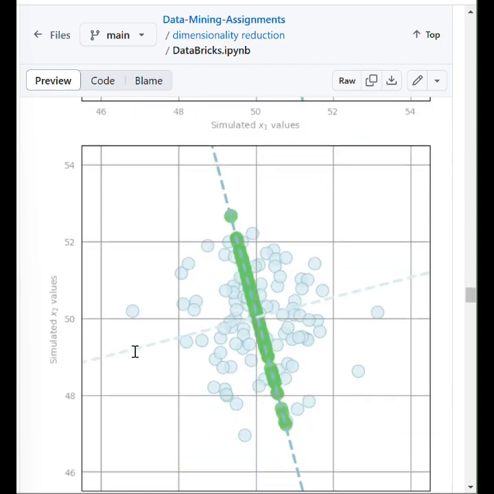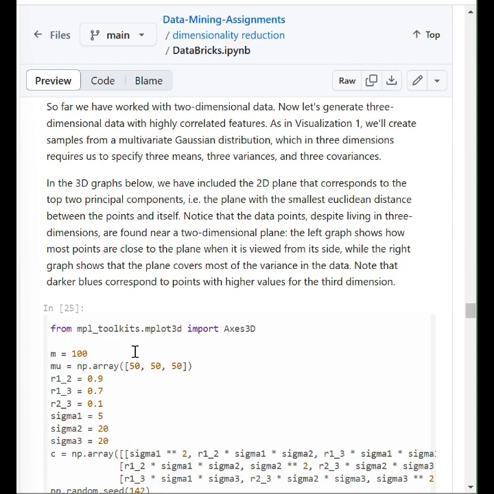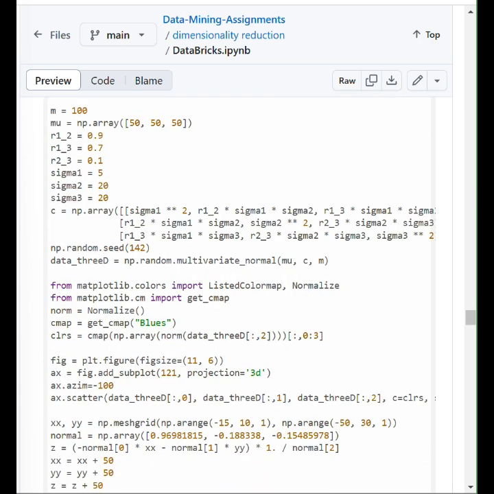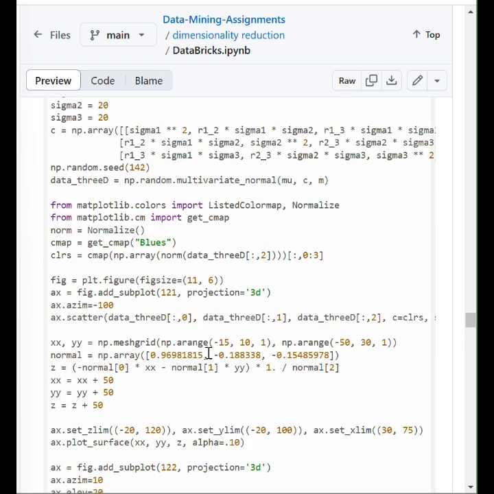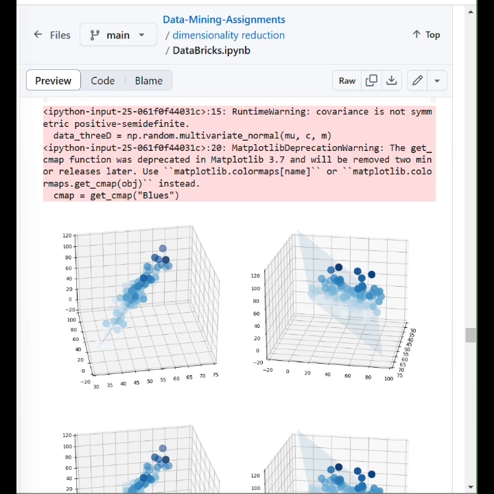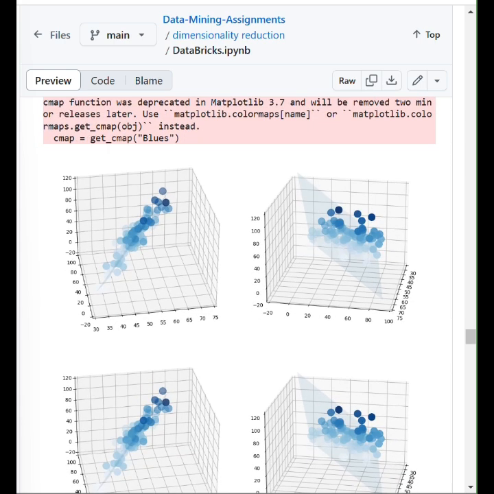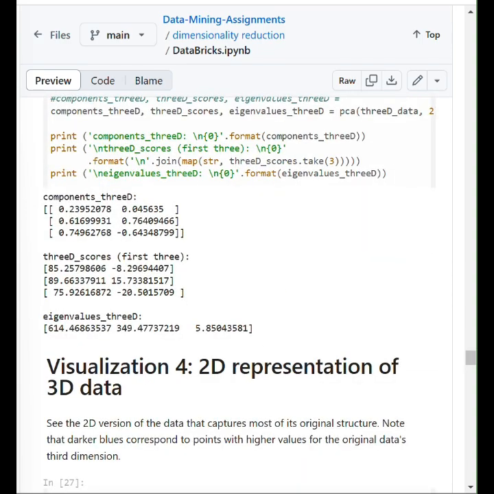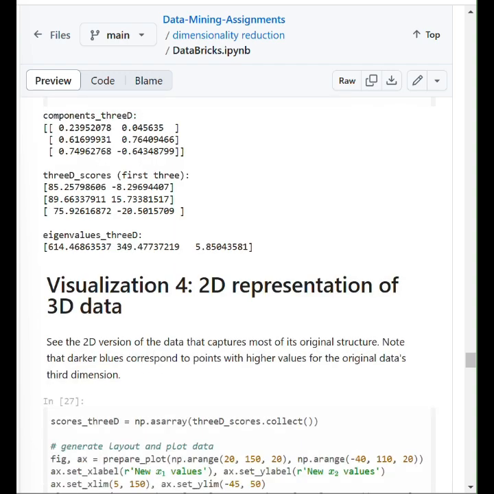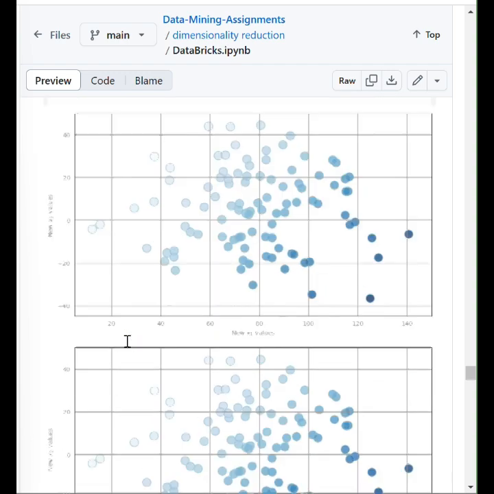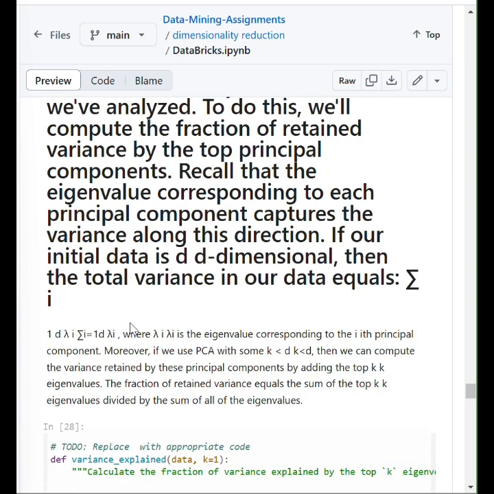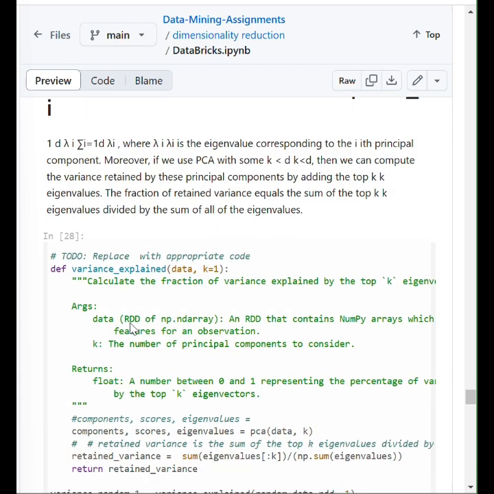After working with two-dimensional data, now we work with three-dimensional data. We include the 2D plane that corresponds to the two principal components. Note that the darker blue corresponds to the points with higher values for the third dimension. Now we quantify the variance. We compute the fraction of retained variance by the top principal components.